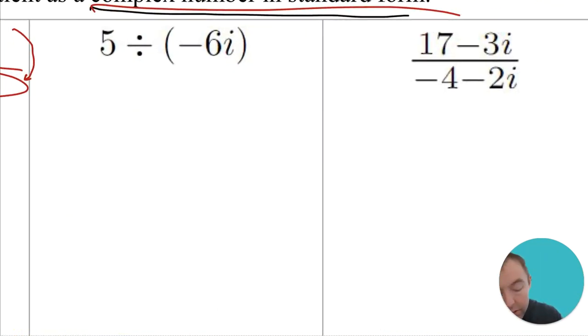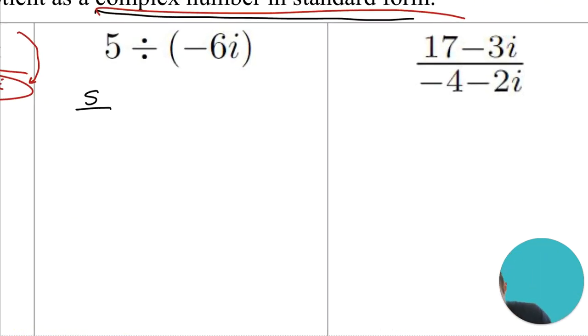So when you see this problem right here, it's just written as division. You can think about it as just 5 divided by negative 6i, of course, right? So you'll want to multiply it by the conjugate of the denominator, by both top and bottom, right? So since the denominator is negative 6i, its conjugate would be 6i. So you're going to multiply both the top and bottom by 6i then.